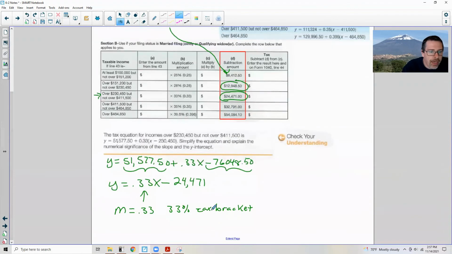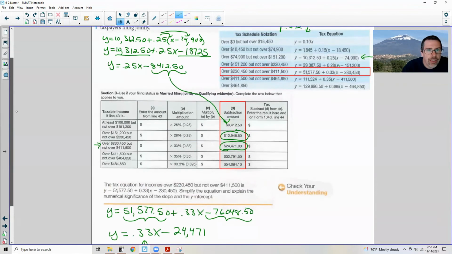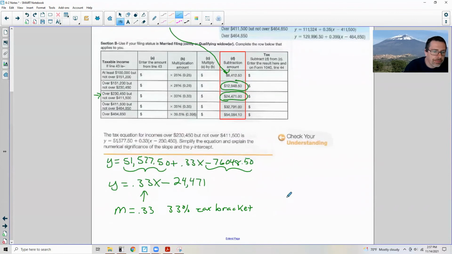You don't just pay 33% of everything. You're only paying 33% of it over 230. You're still paying 28% over this, and you're still paying 25% over this, and 10% over the first $18,450. Okay, what does the B mean in this equation?